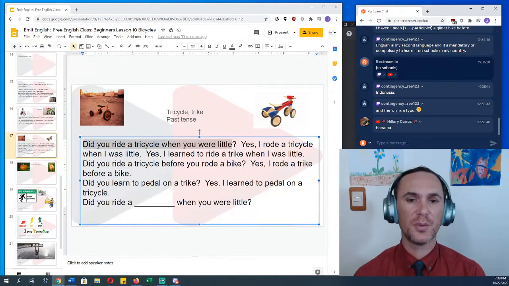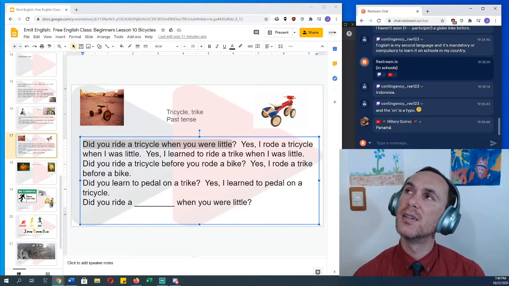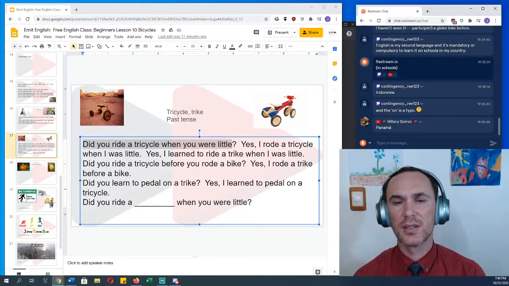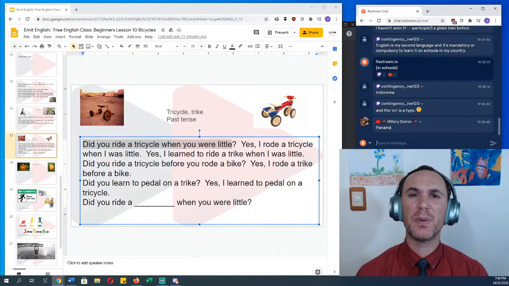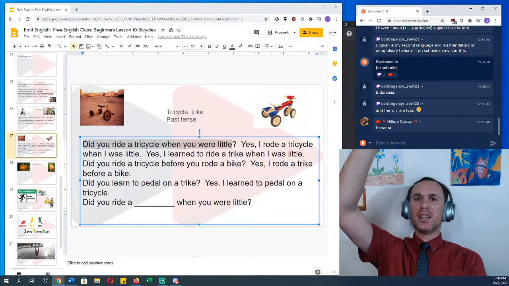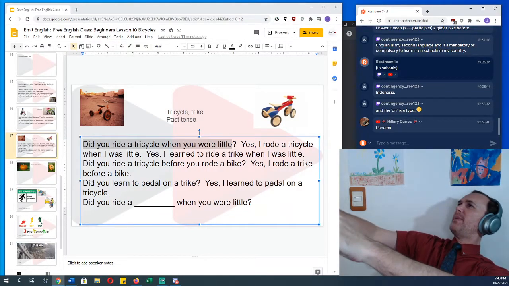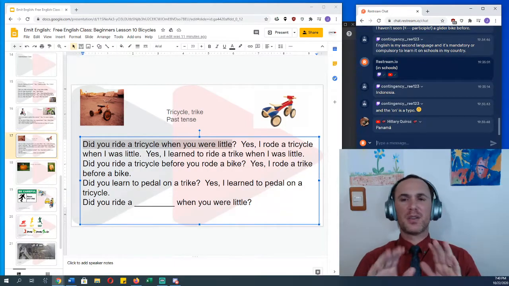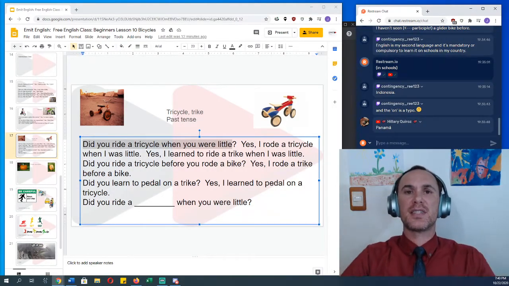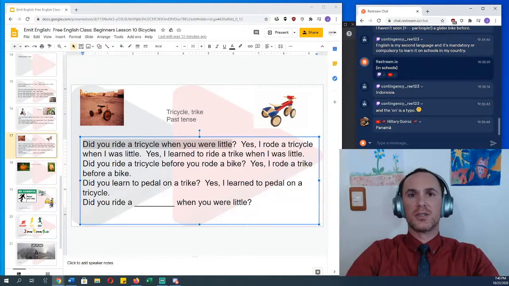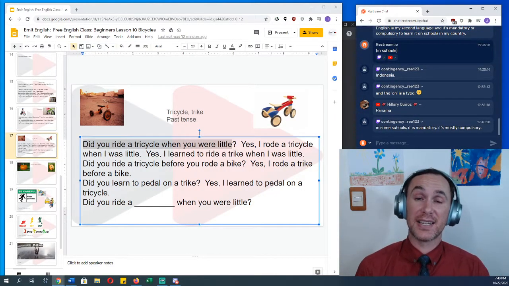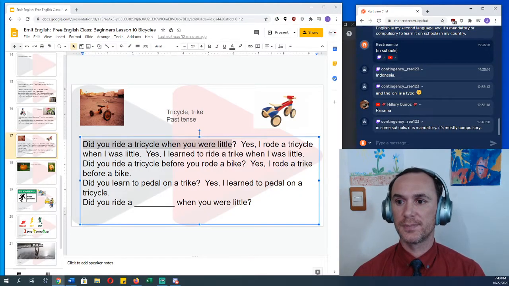Did you ride a tricycle when you were little? Yes, I rode a tricycle when I was little, but it was called a Big Wheel. Big Wheels were like a tricycle, but the front wheel was really high and the back wheels were really little, and you leaned way back in them with your feet out in front of you. So instead of sitting up like a normal tricycle, you were down like this. And they were all plastic. Okay, very good.